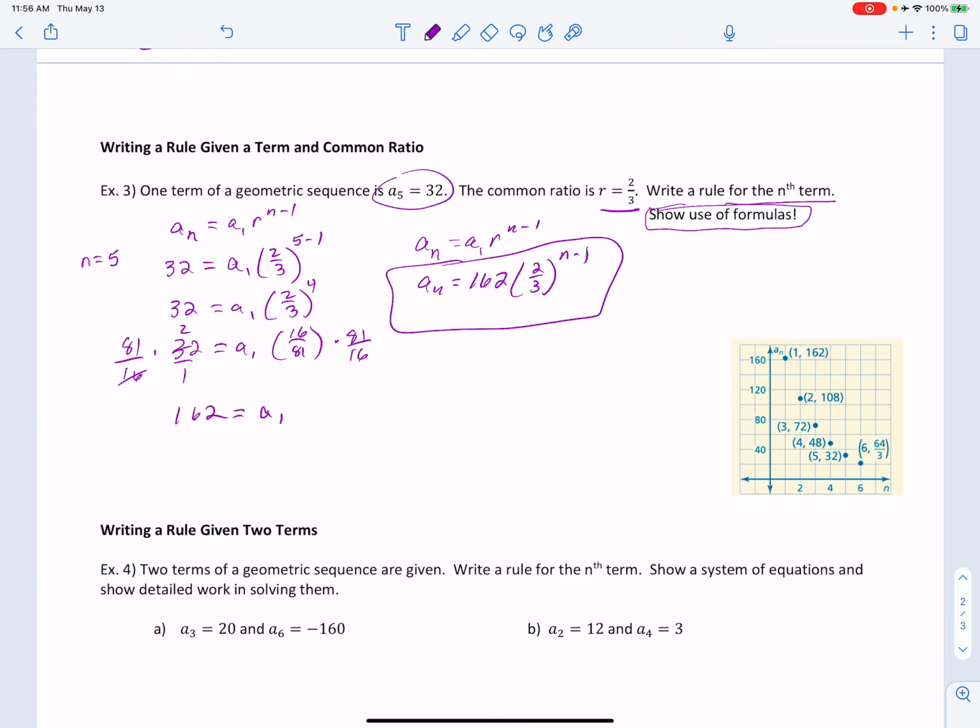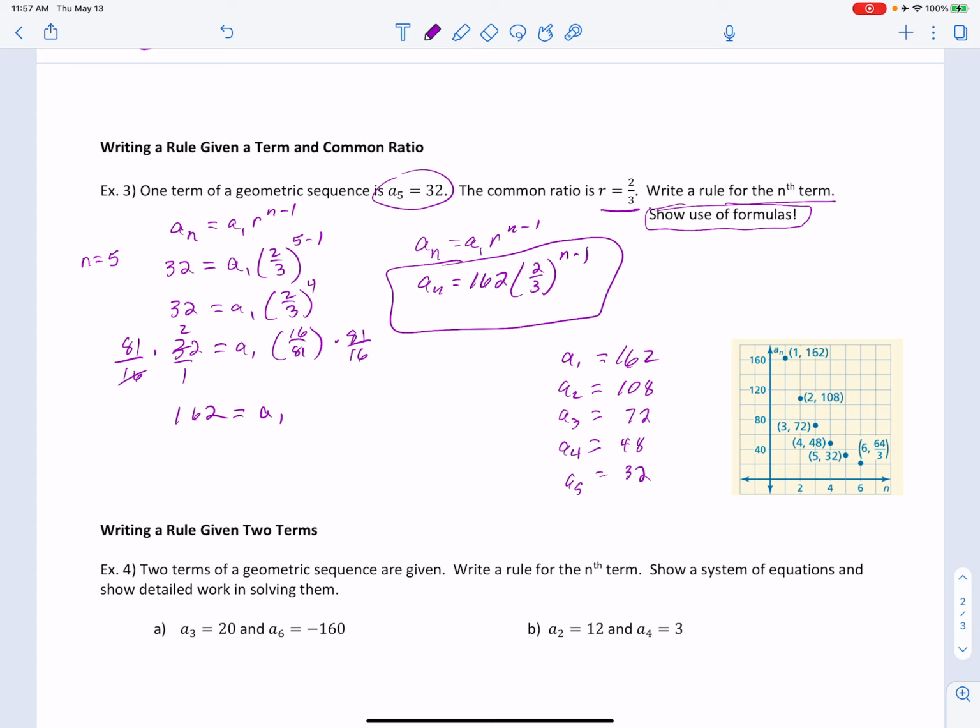And if I were to find a sub 1, a sub 2, a sub 3, a sub 4, a sub 5, and plug in, a sub 1 is 162. If I multiply that by 2/3, I get 108. A sub 3 is 72. Then you have 48, then 32, et cetera, et cetera. We have these points plotted here.